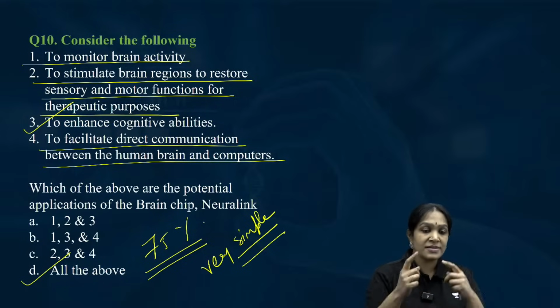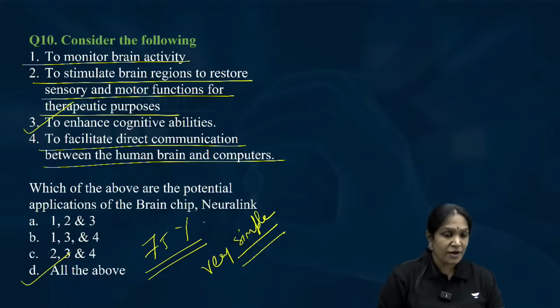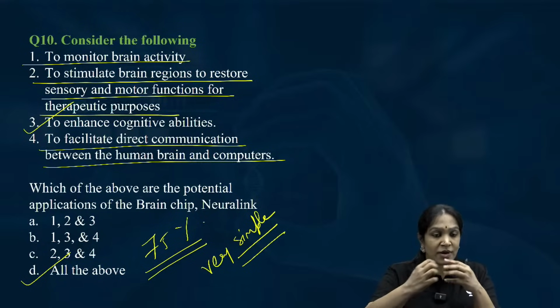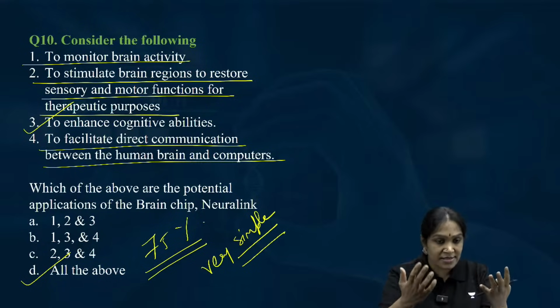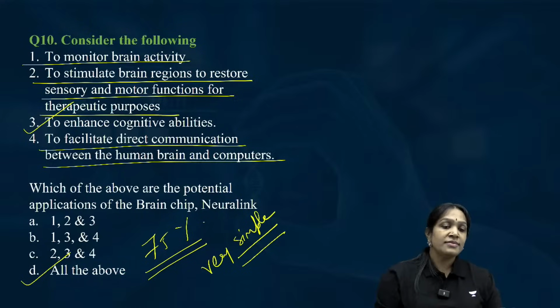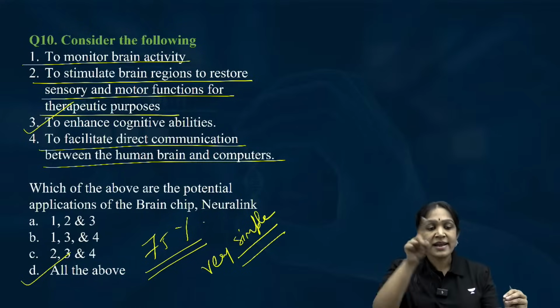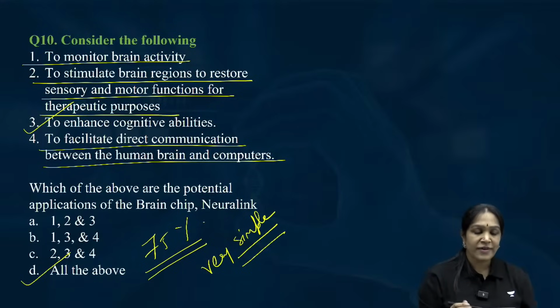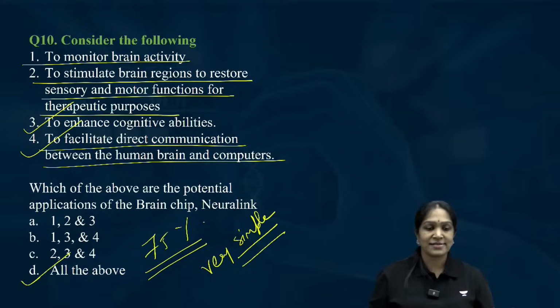For example, like we have seen about the great scientist Stephen Hawking. In such cases, when you cannot say anything, you cannot even communicate with your eyes, you cannot make symbols, then if your brain can directly communicate with the computer, that also we can do using this Neuralink. All the above is the right answer.